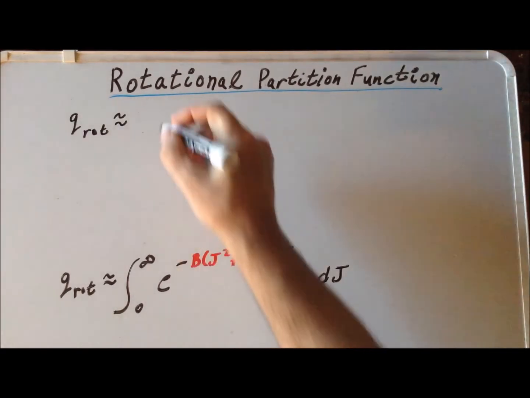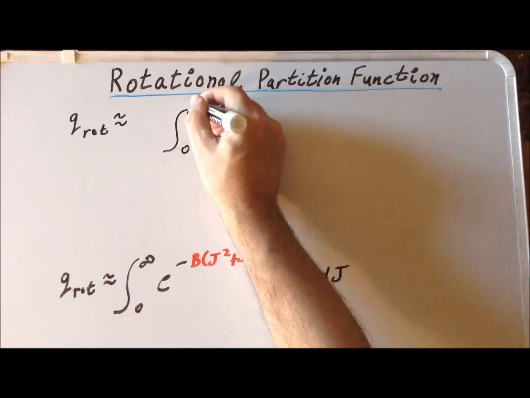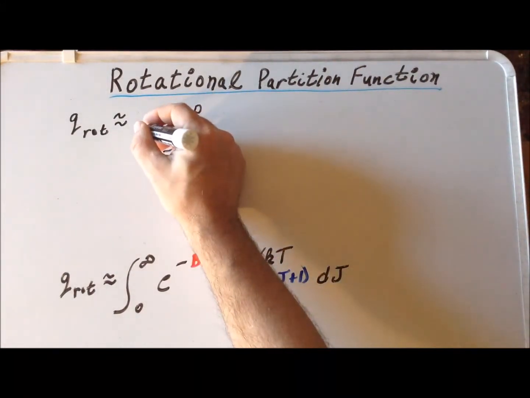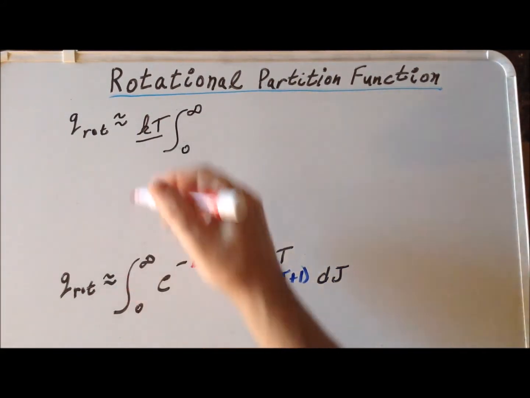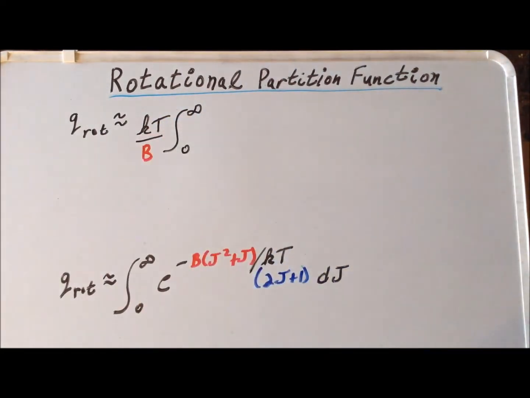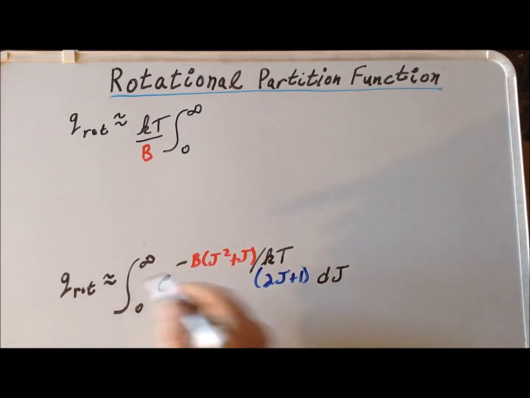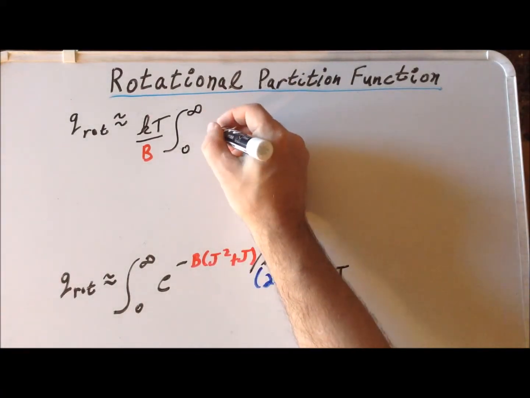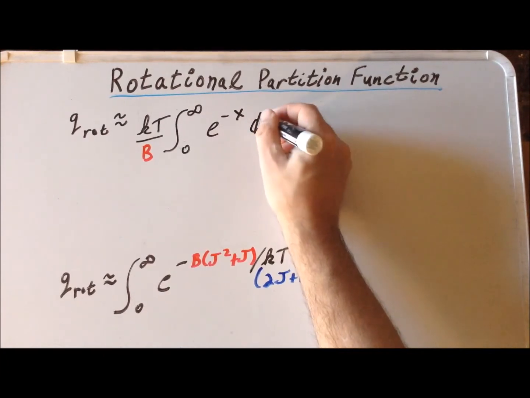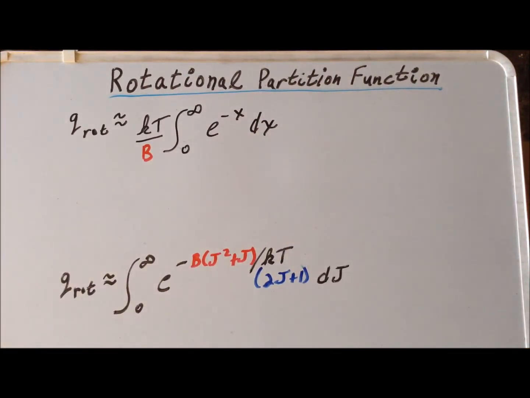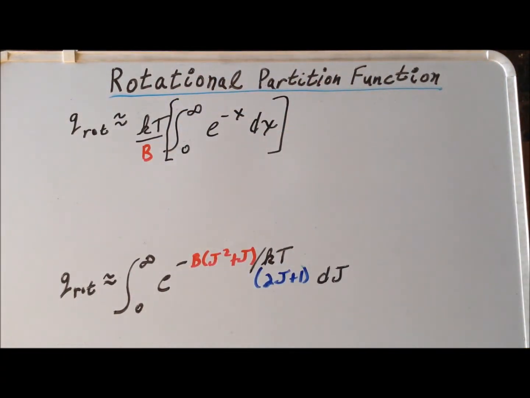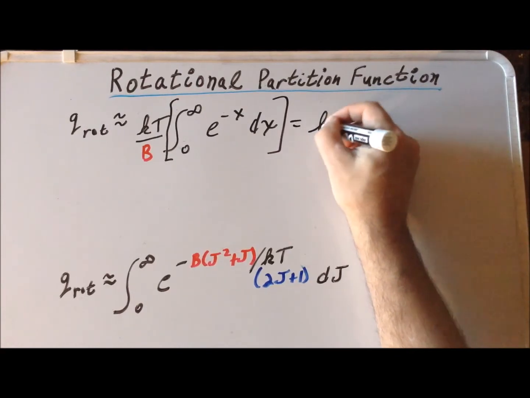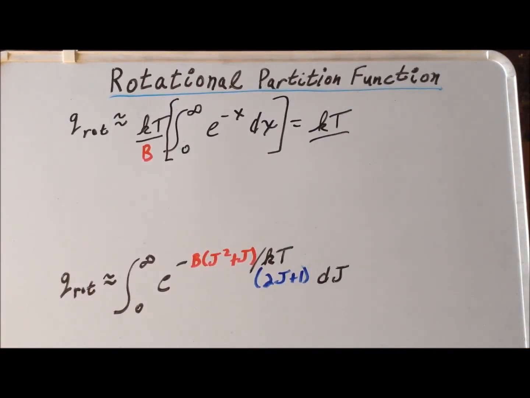So now we have the integral from 0 to infinity. We have a coefficient which we pull out in front, which is kT divided by the rotational constant B. And then our complicated integral has been transformed into simply e to the minus x dx. This particular definite integral has a quite nice value of 1. If it's equal to 1, that gives us that the value for the canonical ensemble partition function for rotation is simply kT divided by B.